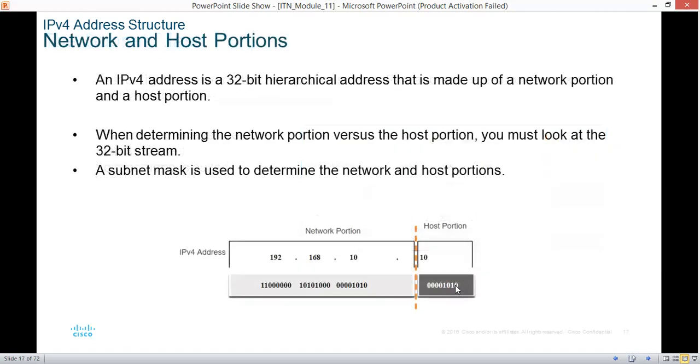So you have the host portion and you have the network portion. The host portion for a class C, if you look, you see very well, is the last octet.